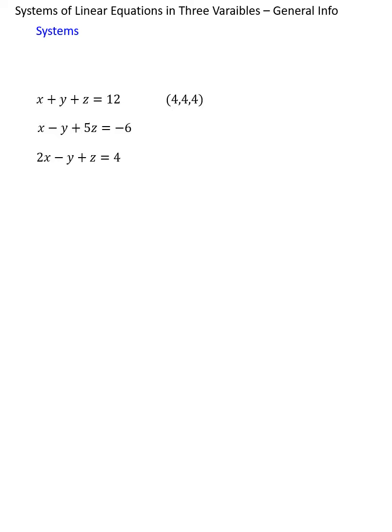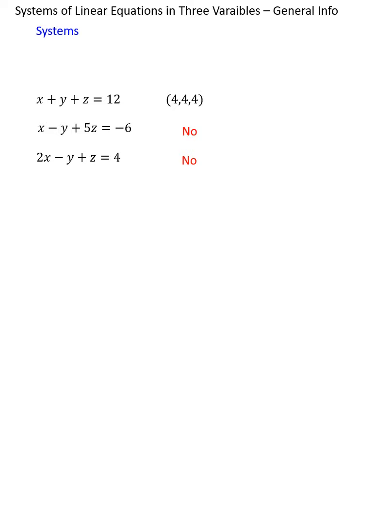Now, I used some more of my guess and check skills to find out that 4, 4, 4 is a solution to the top equation here. You can see it yourself because 4 plus 4 plus 4 equals 12 is a true statement. It turns out, though, that 4, 4, 4 is not a solution to the second equation, nor is it to the third.